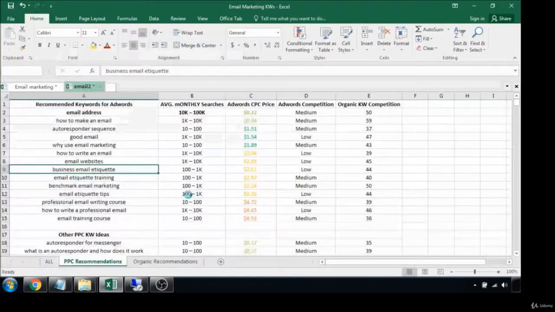And that's how you do PPC keyword research. In the next video, we're going to be breaking down how to do and sort organic keyword research.